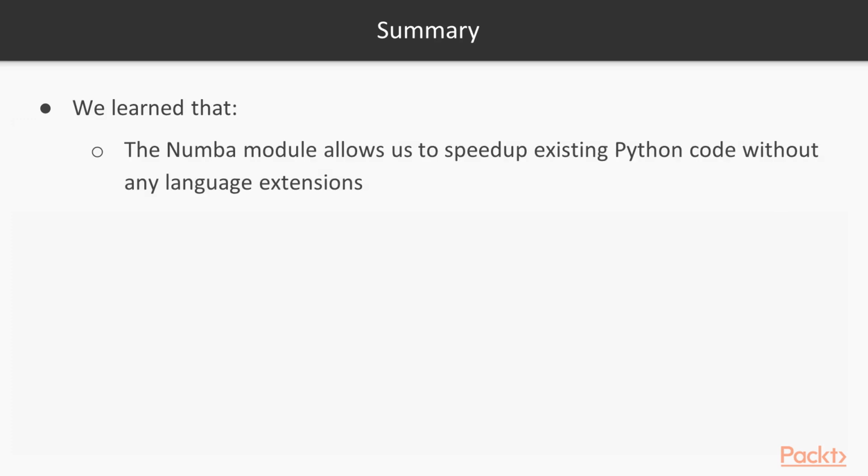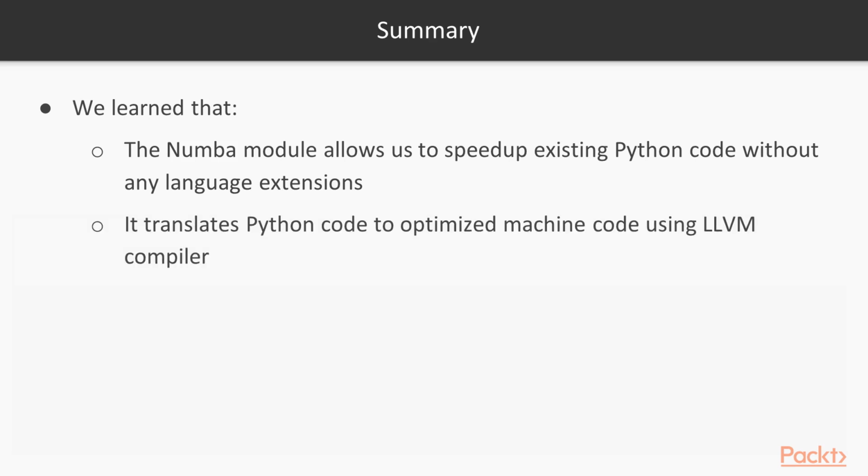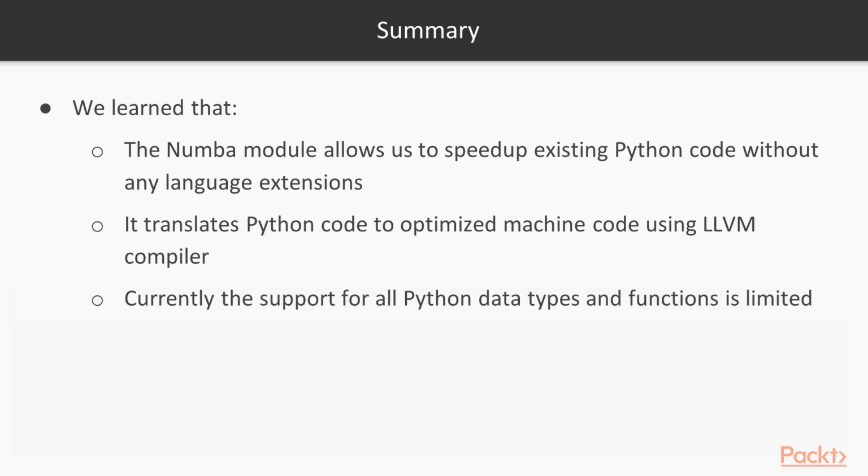So a quick recap of what we have learned. The Numba module allows us to speed up existing Python code without any language extensions. It translates Python code to optimized machine code using LLVM compiler. Currently, the support for all Python data types and functions is limited. For reference, you can refer to this link for more information on the Numba module. That's it for this lecture.